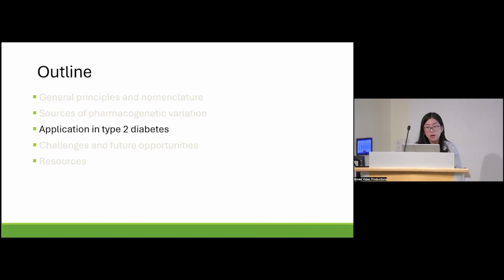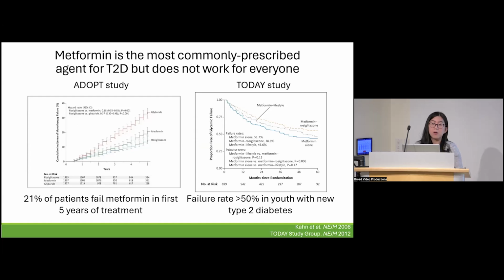Okay, now I'll turn to applications in my own area of work, type 2 diabetes. I'll start with metformin, which is the most commonly prescribed medication for type 2 diabetes. Unfortunately, despite the widespread use, it doesn't work for everybody. About a fifth of individuals fail metformin in the first 5 years of treatment. And in youth with new type 2 diabetes, over half fail in the first couple of years. So this is really a problem.